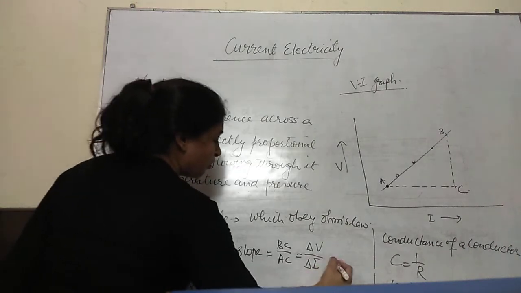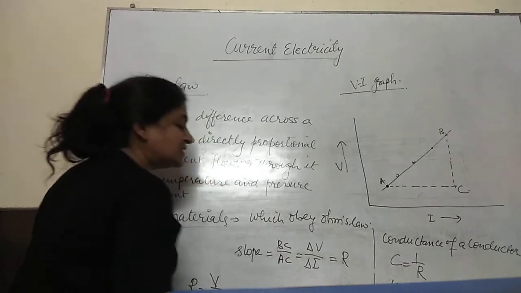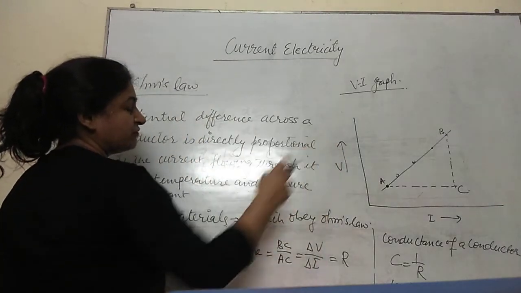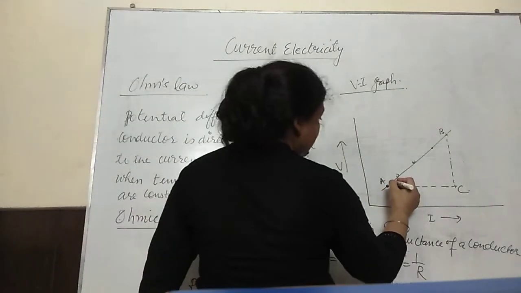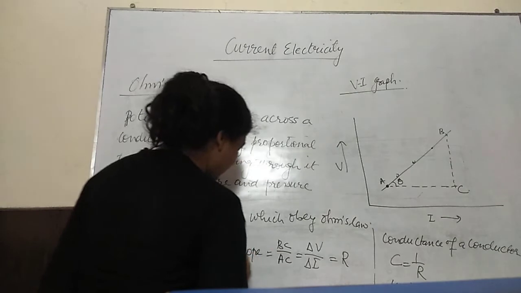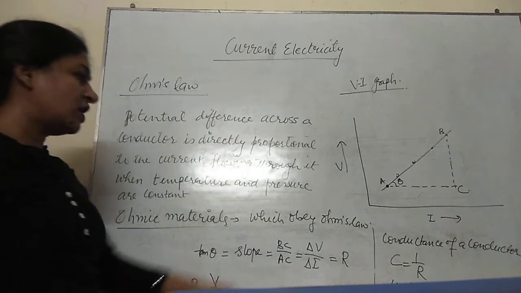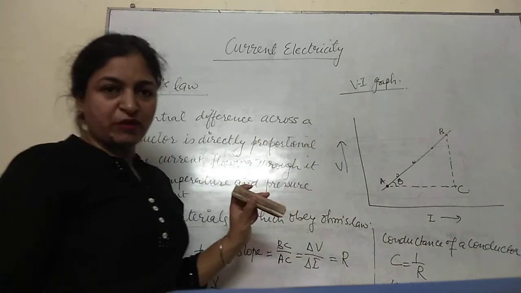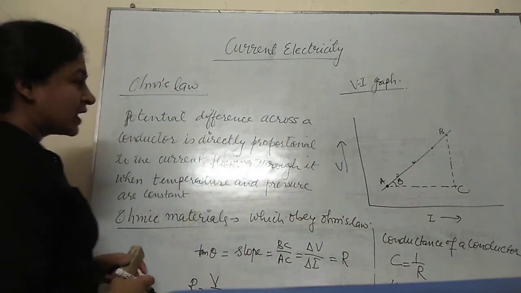So the slope of this VI graph is what? That is resistance. So resistance, how can we find out from the graph? We simply have to find out the slope of the graph. Slope of the graph is also tan theta, that we know. Tan theta is the slope of the graph. So you simply find the slope of the graph, and that will give you the resistance of the material.